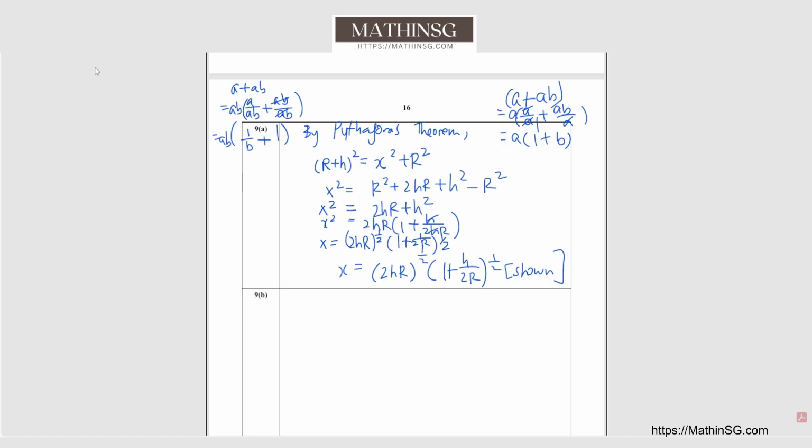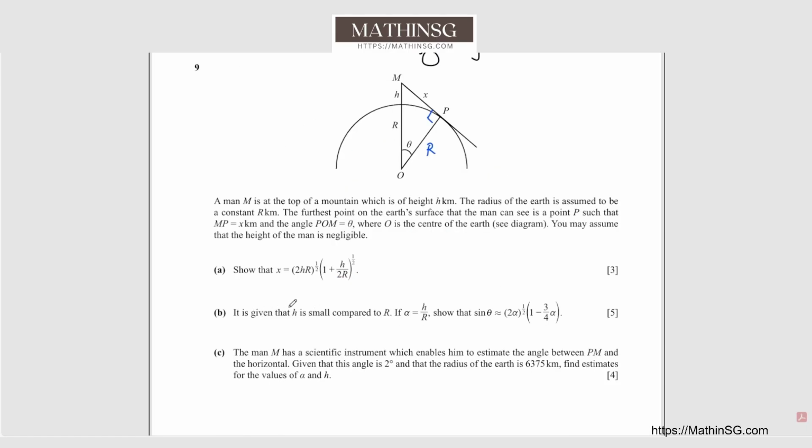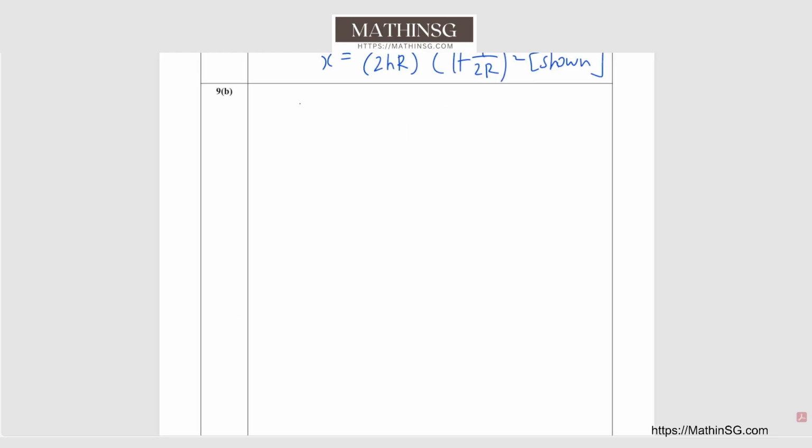Okay, so now I have this equation here. What do they want me to do? It's given that h is small compared to r. If h is small compared to r, this means that h over r is small. I want you to show that sine theta is equals to this, which is x over hypotenuse, which is r plus h. Okay, so let's first write in the sine theta equals to x over r plus h.